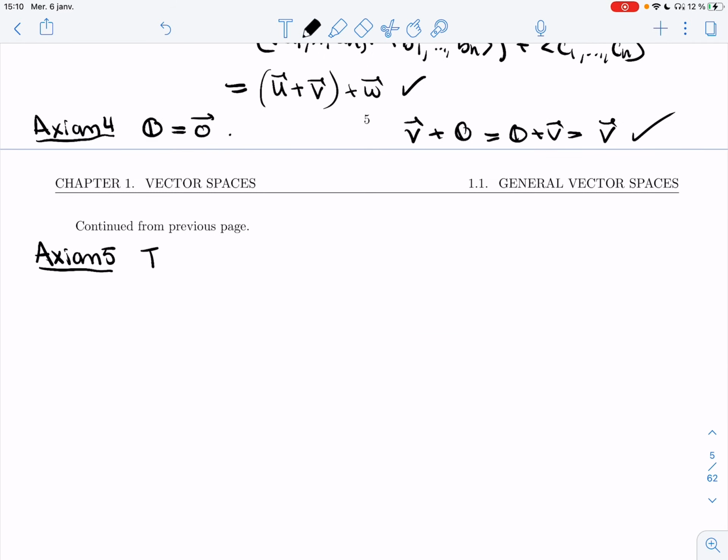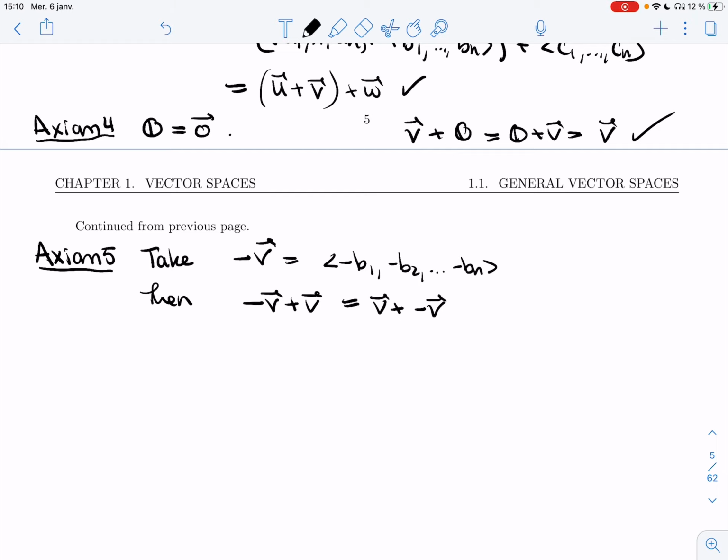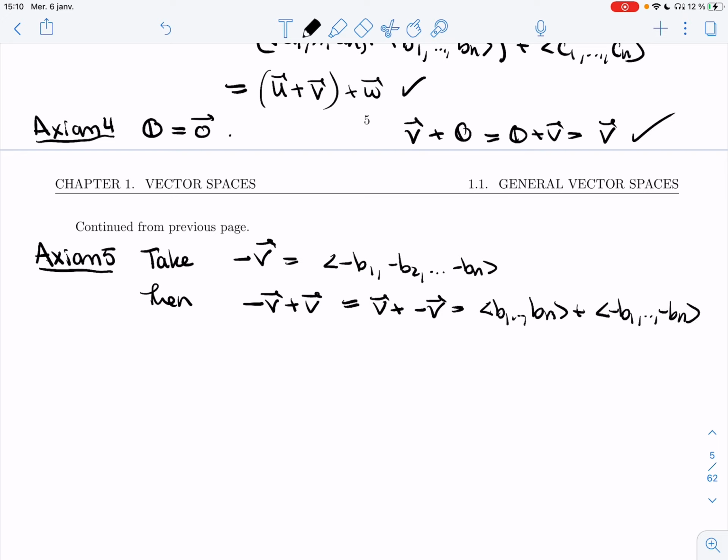That's easy, so take minus V to be minus B1, minus B2, and so on. I just flip all the real numbers. Minus V plus V, or V plus minus V, is equal to B1 through Bn plus minus B1 through minus Bn, and that's going to give you 0, 0, which is the zero vector, which is our zero element. All right, that's it for all 5 addition axioms.